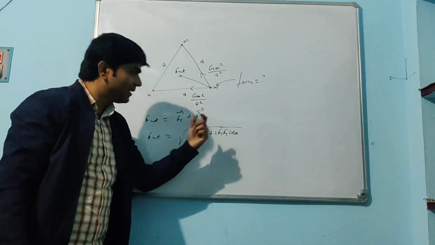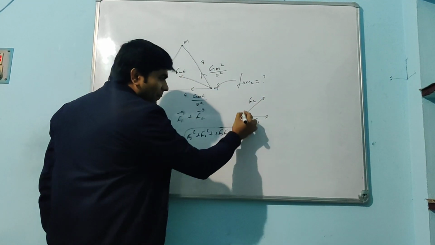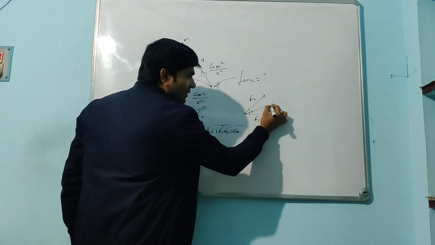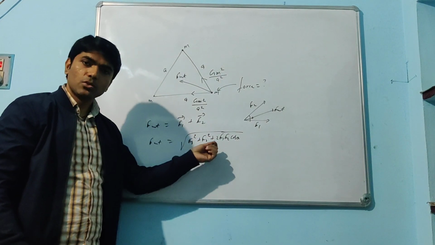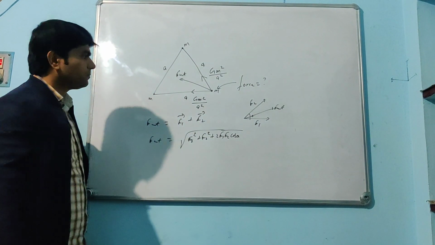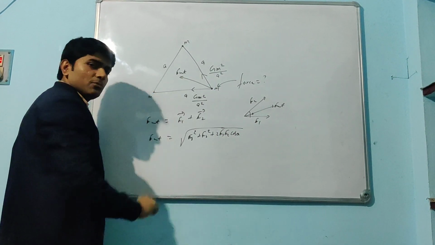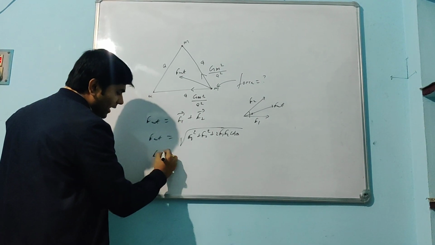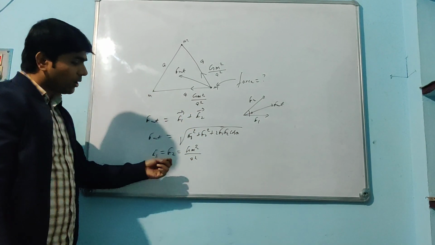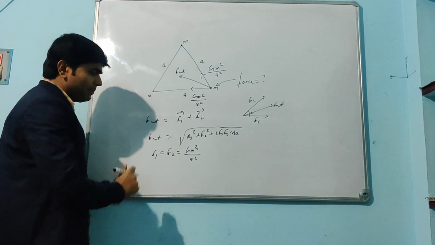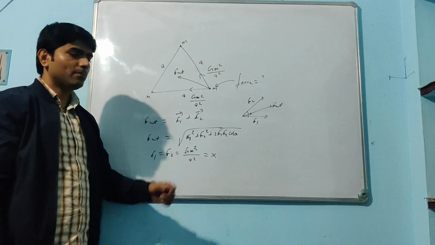So what is theta here? If two vectors are given, F1 and F2, and the angle between the two vectors is theta, then the net force is root over F1 square plus F2 square plus 2 F1 F2 cos theta. So here I can see that the F1 value is G m square by a square, and the F2 value is G m square by a square. So can we write that F1 is equal to F2 is equal to G m square by a square? And in order to simplify in a very easy manner, can we write it as x, so that our simplification becomes easy?